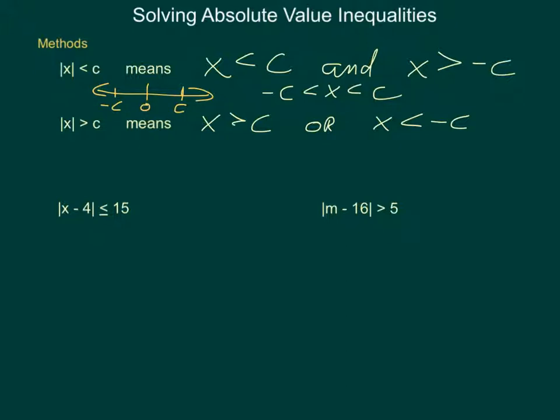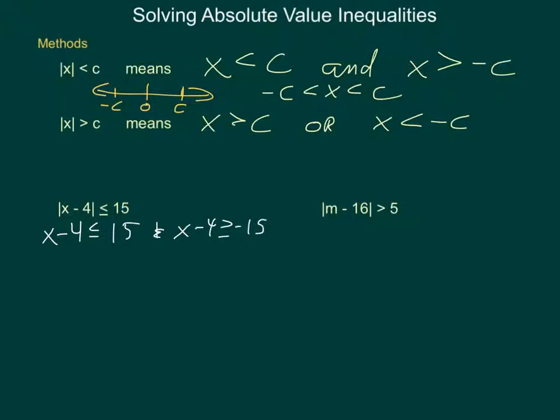So how would we go about solving these when we have them? Our first situation here, the absolute value of x minus 4 is less than or equal to 15. First question, do we have anything to simplify, distribute, like terms to combine, or any variables of the same type to gather to one side? In this one, the answer is no. So next, we do what our group tells us to. We're going to say x minus 4 is less than or equal to 15, and x minus 4 is greater than or equal to negative 15.